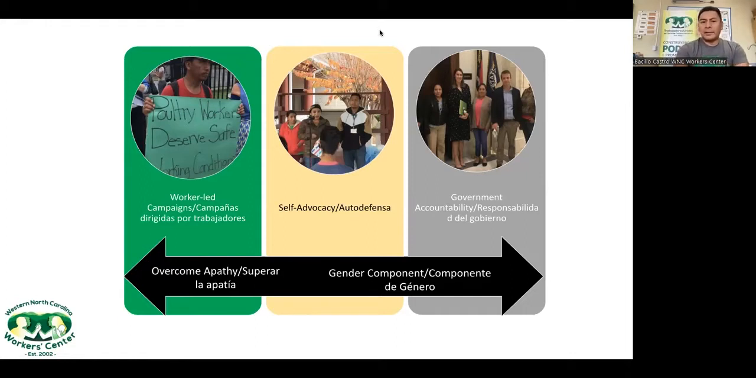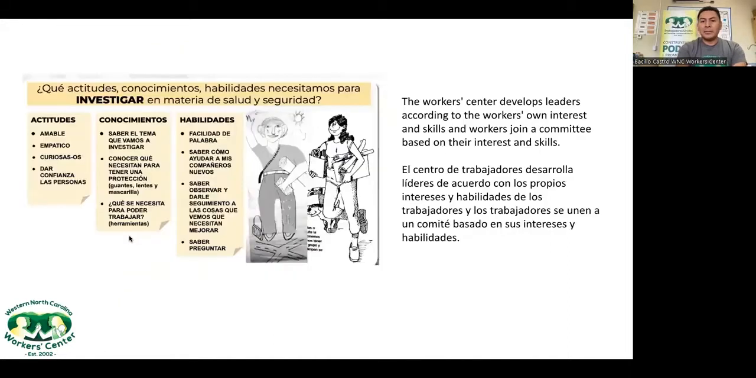We also see that gender is very important in the workplace and that it should be inclusive. This is what we see on the screen. And to close, we see that the Center of Workers develops leaders according to the workers' own interest, and the workers that join a committee is based on their interest and skills.